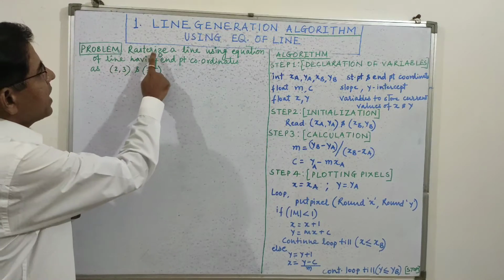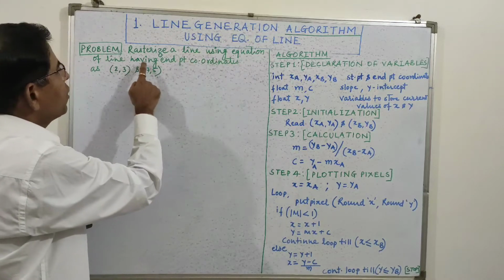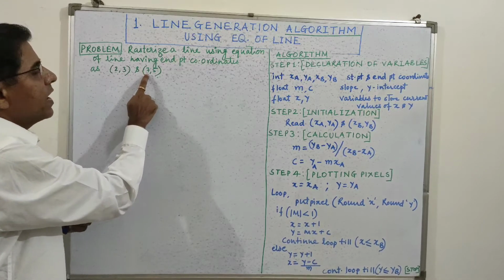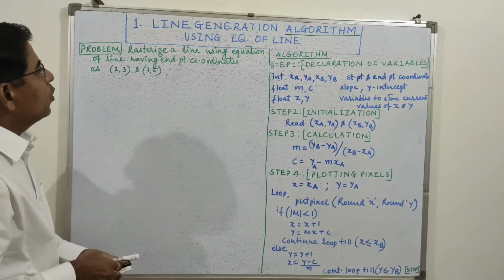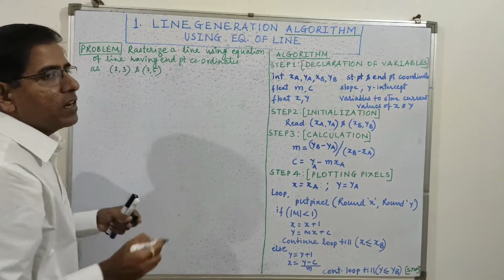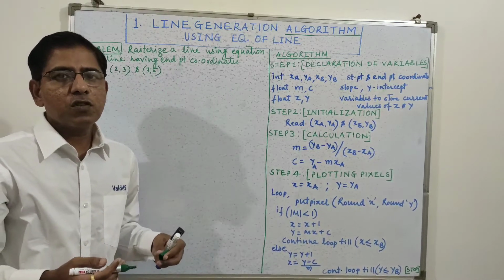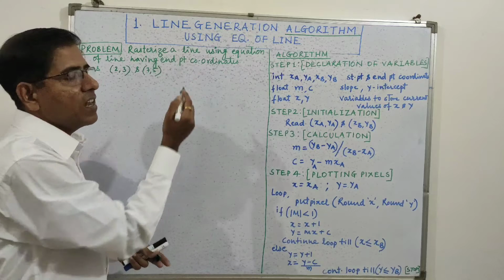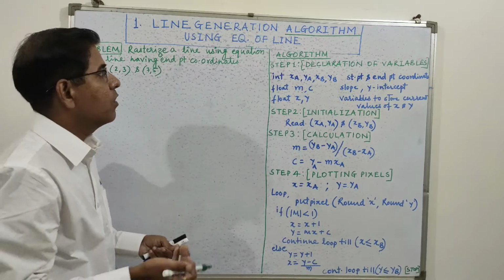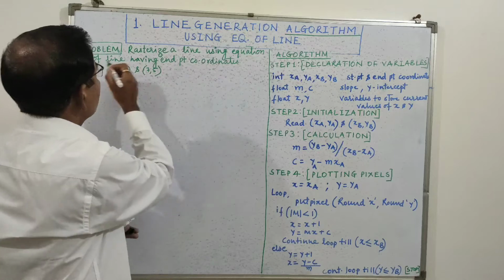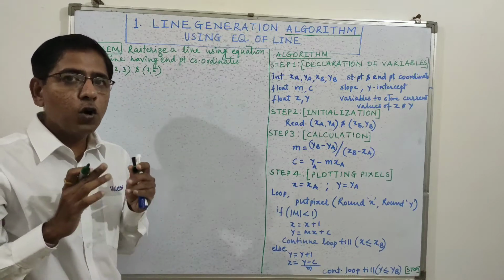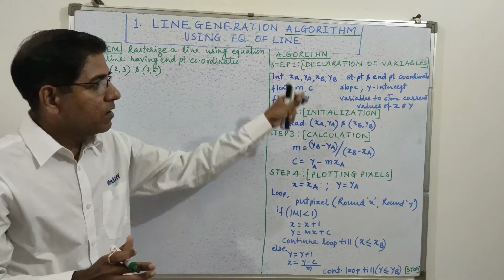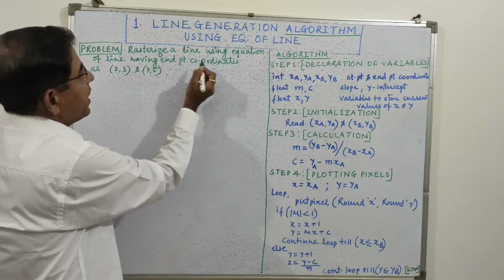So the problem is: rasterize a line using equation of line having endpoint coordinates as (2, 3) and (7, 5). So we know that rasterization is a process of selecting pixels so that a desired line appears on a screen. So rasterize a line means we have to select the pixels of the screen using equation of line. So here, which logic or algorithm do we have to use to calculate the pixels? Equation of line.